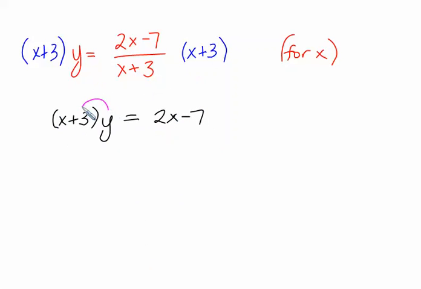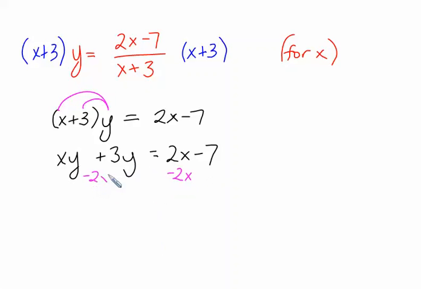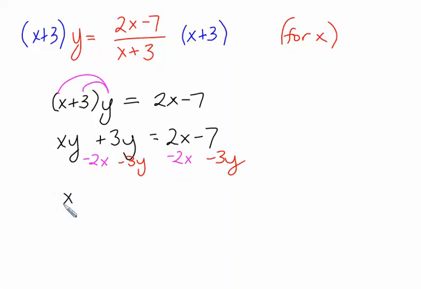We need to distribute that y next. So it's xy plus 3y equals 2x minus 7. Just like our previous example, we want to get anything with an x on one side and anything with a y on the other side. So here we will subtract 2 x's from both sides, and we will also subtract 3y from both sides. So we'll have xy minus 2x equals negative 7 minus 3y.